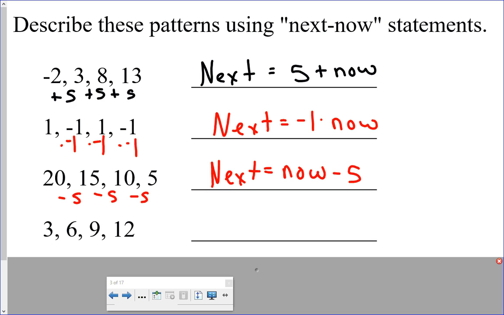So this would be a good time to stop the video and see if you can do the last example. Go ahead and stop it. All right, so now we have the next number. You may have recognized that we're adding 3, adding 3, adding 3. The next number is the now number plus 3. So this is one way that we can sort of verbalize the pattern that we see in some of these sequences.